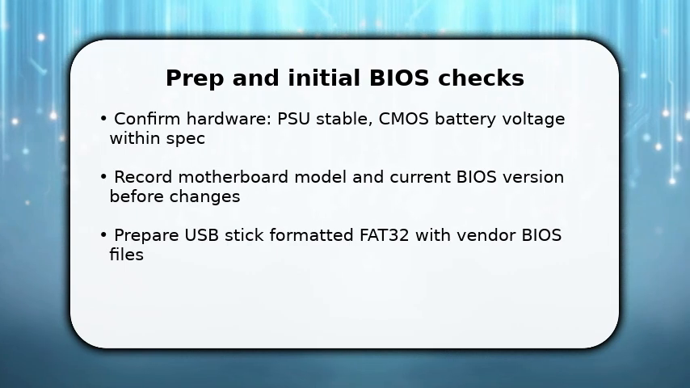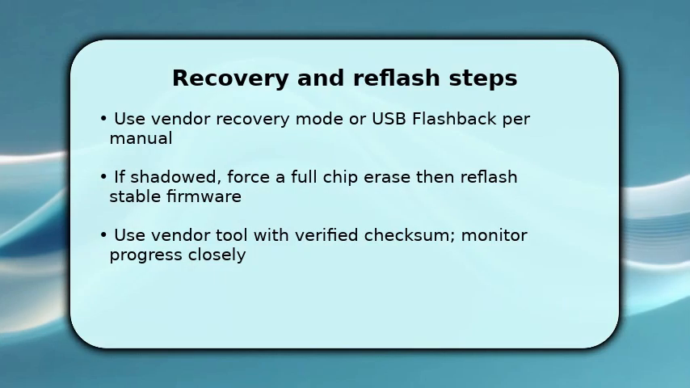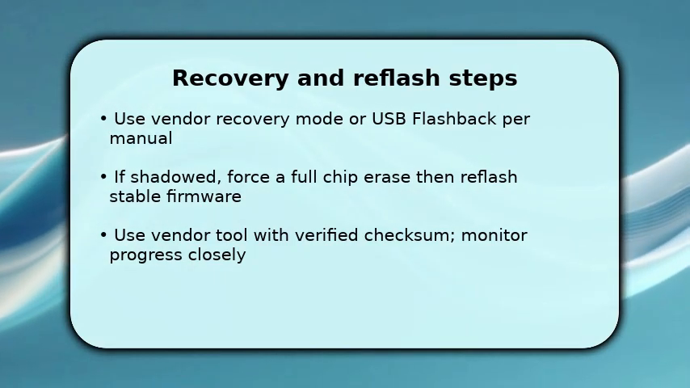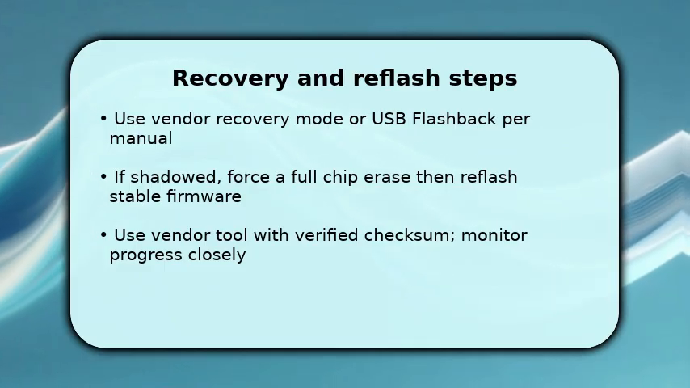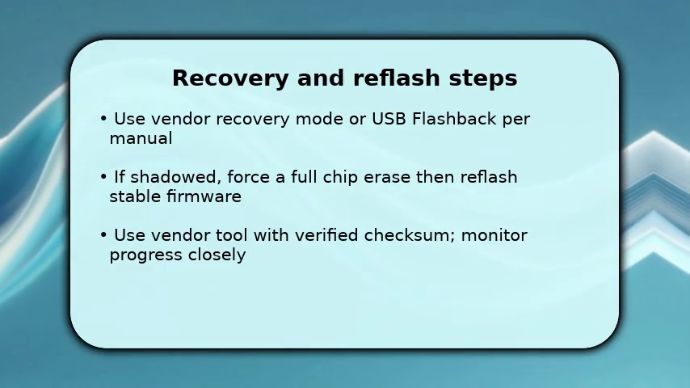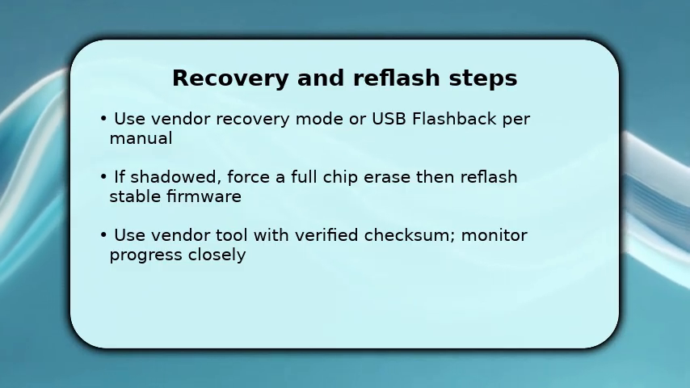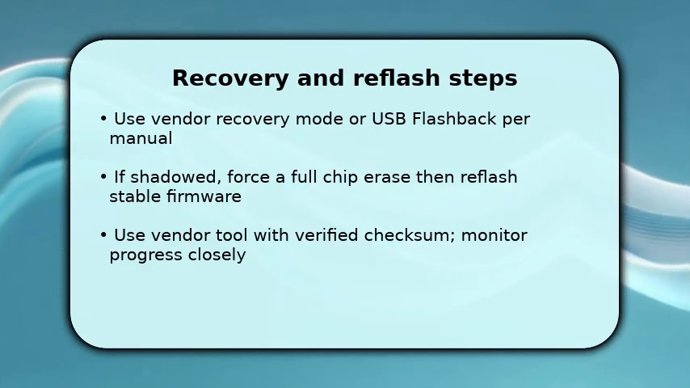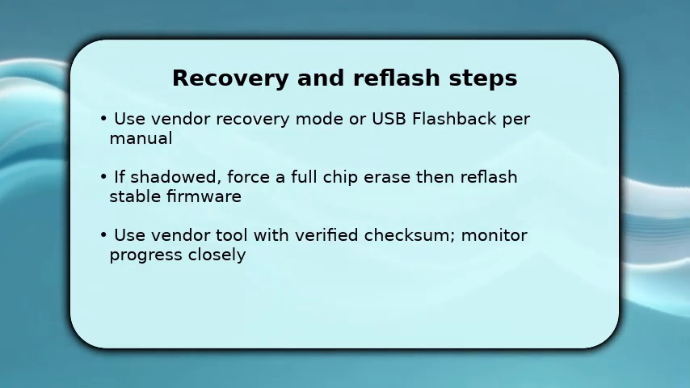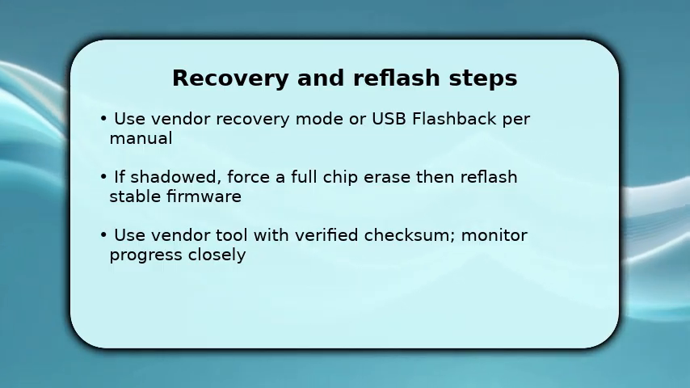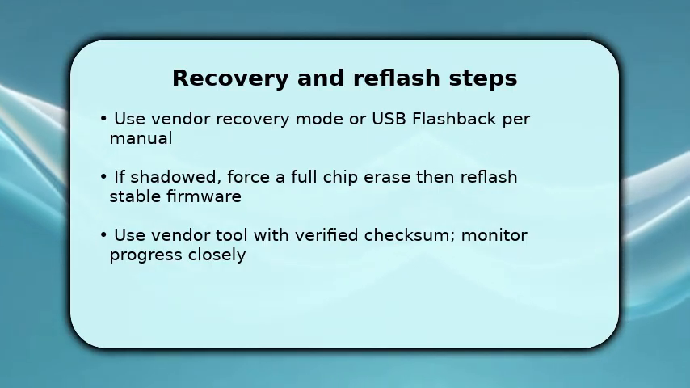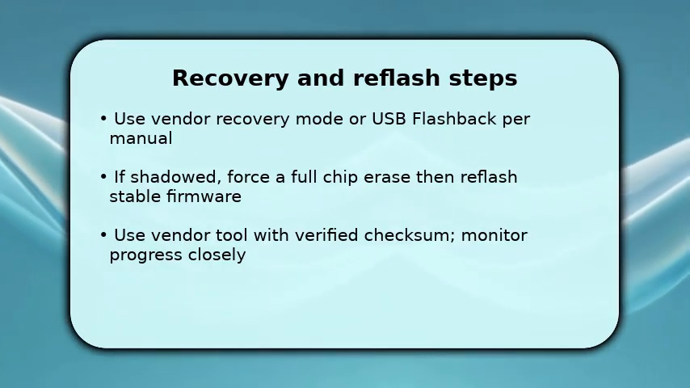You will now enter the recovery procedure specified by the manufacturer. Use the USB flashback or recovery jumper/button, then insert the prepared USB and trigger the recovery routine. Once the board accepts the file, the process often erases shadowed regions and writes a fresh image. That's why you must use the vendor tool and verify the checksum. Make sure to watch status LEDs and avoid power loss. If the join fails, repeat from a cold boot with the same verified binary.